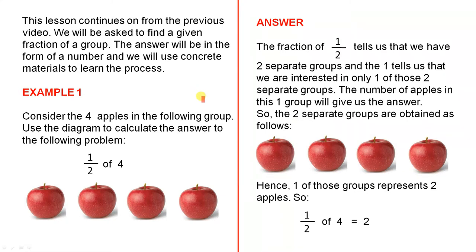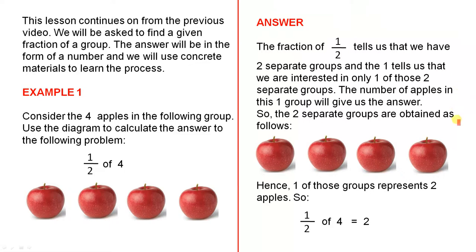Example 1. Consider the 4 apples in the following group. Use the diagram to calculate the answer to the following problem. A half of 4. The answer? The fraction of 1 over 2, which is a half, tells us that we have 2 separate groups, and the 1 tells us that we are interested in only one of those 2 separate groups. The number of apples in this one group will give us the answer.